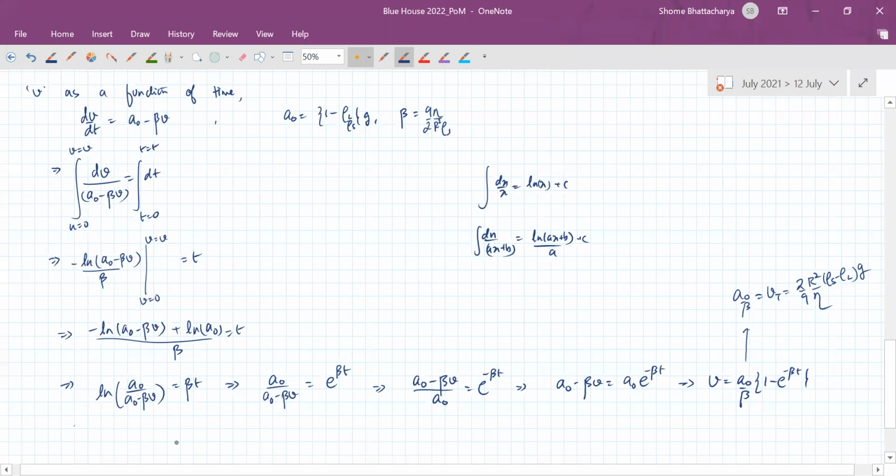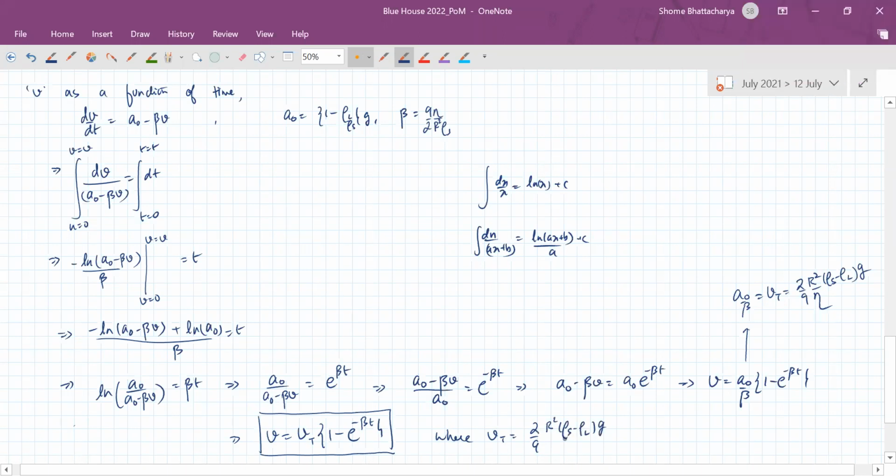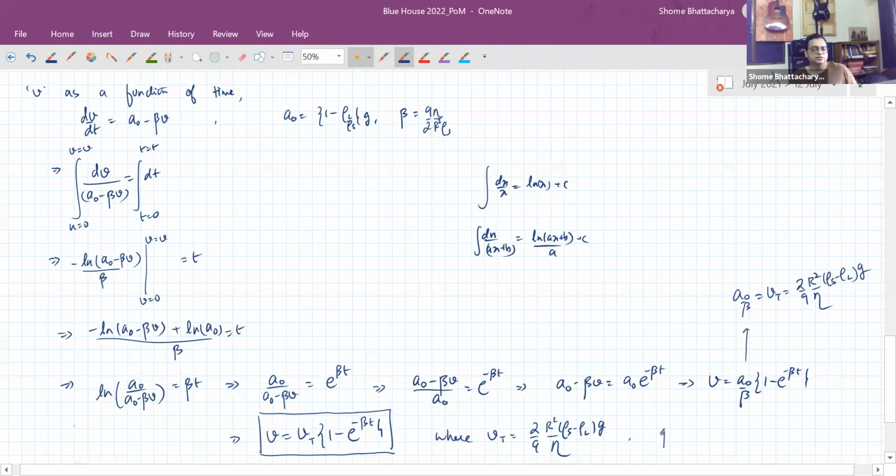Okay, so the velocity as a function of time becomes like this: terminal velocity into 1 minus e raised to some negative exponential factor of time, where terminal velocity is given by this formula. And beta is of course this factor. So they are both constants.